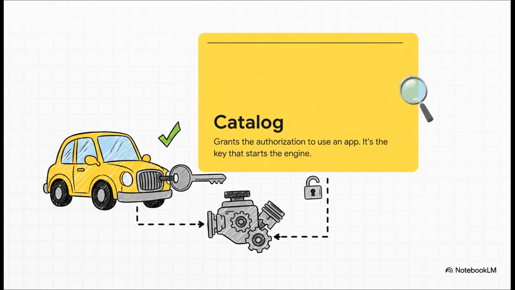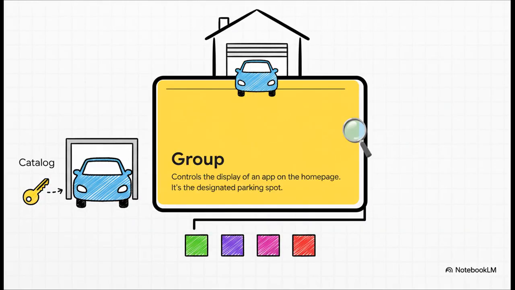Let's use an analogy. If the Fiori app is a car, the catalog is the car key. Simple as that. No key, no starting the engine. Period. And then we have the group. A group has nothing to do with authorization. It's purely about display. It just controls which apps show up on the user's homepage.